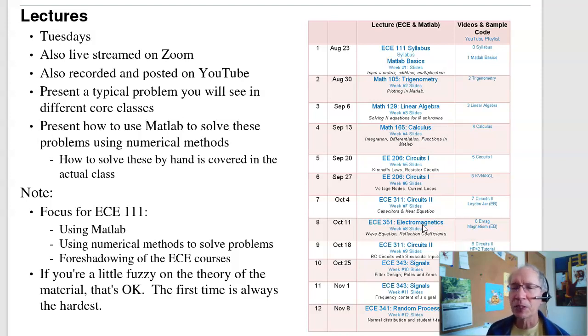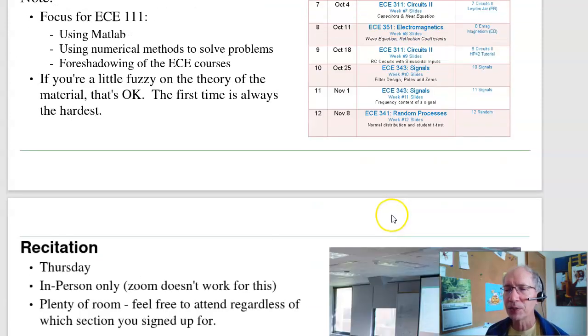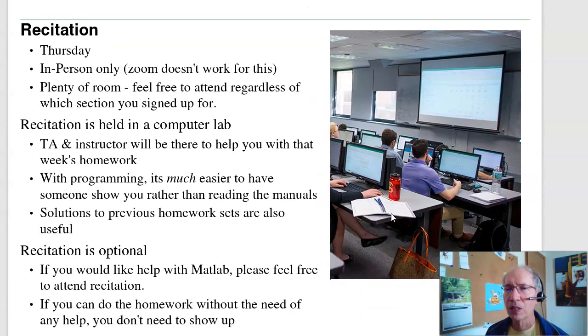And another reason for that is I kind of cherry-picked some of the more interesting problems you run into in these courses, trying to make this an interesting class. So it's not just using MATLAB as make work. These are interesting problems you're going to see over the next 4 years. That's the lecture. Lecture's on Tuesdays.